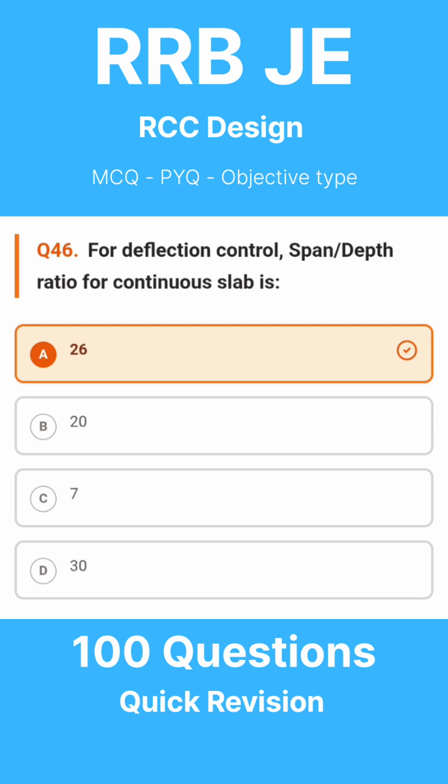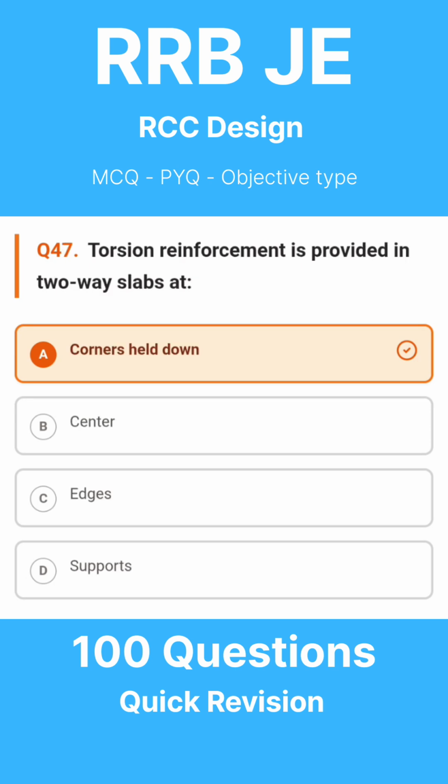Question 46. For deflection control, span divided by depth ratio for continuous slab is. The correct answer is 26. Question 47. Torsion reinforcement is provided in two-way slabs at. The correct answer is corners held down.